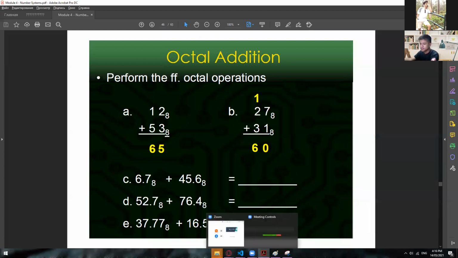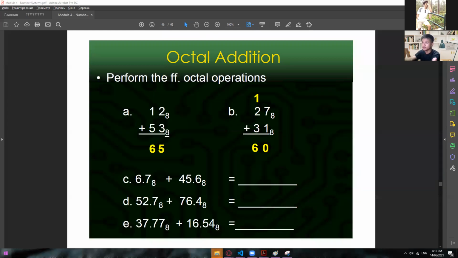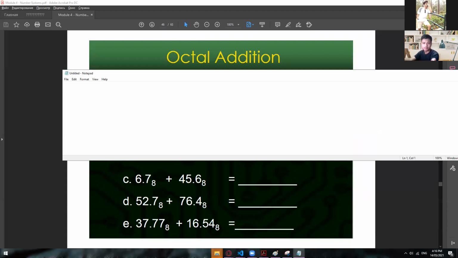So let me just write this one down again. Notepad, notepad. Where is my notepad? Alright. Right. So anyway, let's start with decimal and then octal for now.